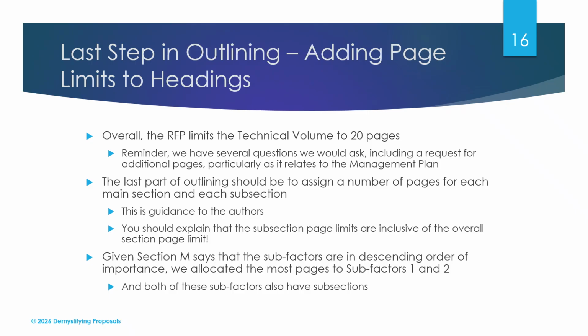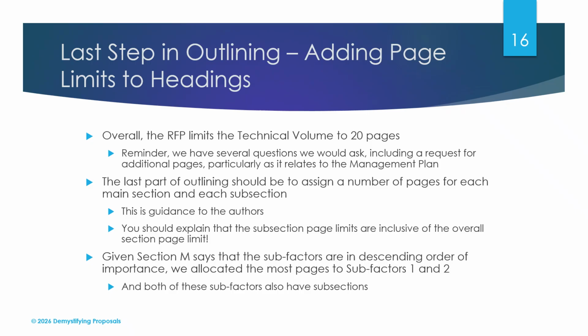So the last part of the outlining should be assigning the number of pages for each main section and each subsection. This is the guidance that you provide to the authors about how many pages they should be writing in their drafts. You should explain that the subsection page limits are inclusive of the overall section page limit. So if you give the section for technical approach 10 pages, then you break down those 10 pages for each of the subsections, but that doesn't mean each subsection is like 3 pages in addition to the 10 pages. The 3 pages are inclusive of the overall 10 pages.